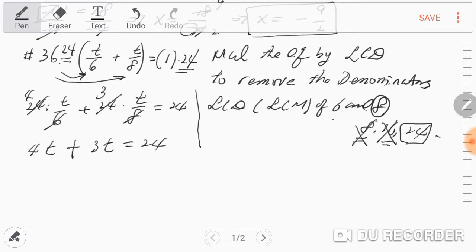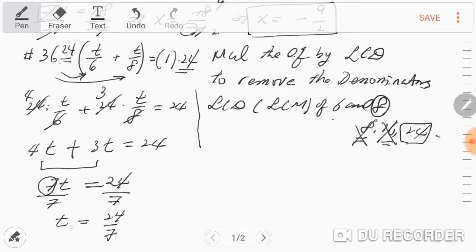So by multiplying the equation by the LCD, we remove the denominators 6 and 8. So this equation has no denominators, no fractions. So we just combine the like terms. 4 plus 3 is 7. 7t equals 24. And remove the coefficient of t by dividing the equation by the coefficient 7. Then t equals 24 over 7. We cannot simplify this, so the solution is 24 over 7.